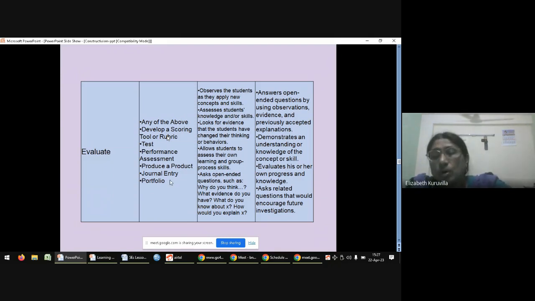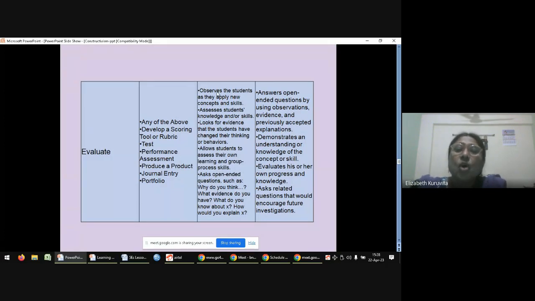Rubric is a tool to assess the activity of the learners. There are two types of rubrics, analytical rubric and holistic rubric. In the rubrics, various aspects are given: what the student has to do and how the student has to do. And the next part, the journal entry. You know that nowadays the teachers and the students have to keep a reflective journal. They have to enter what is happening in the class, and the portfolio, all the activities of the students are kept in one file in order to assess the learners.